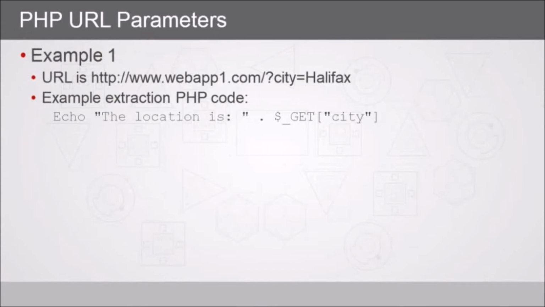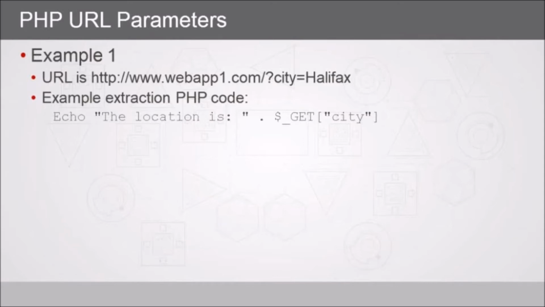So let's look at some examples. In example 1, our URL is http:// our hostname / and here's the question mark. That's where the parameter part starts. After that, we've got city equals Halifax. So we've got the city parameter and the value is Halifax.